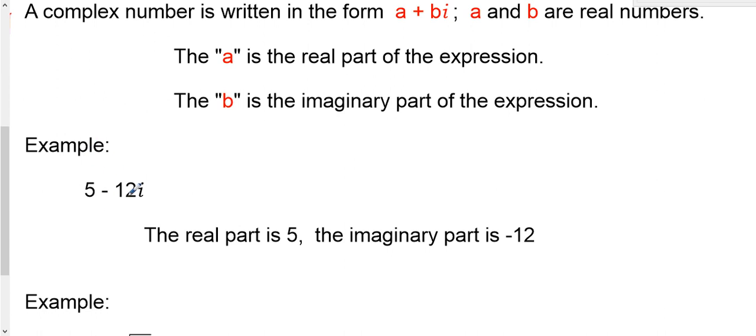If we have 5 minus 12i, this 5 is the real part of the expression. There is no imaginary value along with the 5, it's just 5. Now, over in the other part of the expression, we have i, and it's minus 12i. The fact that we are subtracting makes that a negative 12 for our imaginary part of the expression.